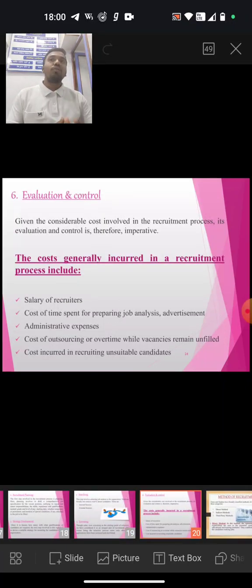Evaluation and control. Given the considerable cost involved in the recruitment process, its evaluation and control is therefore important. The costs generally incurred in the recruitment process include salary of recruiters, cost of time spent for pre-planning, job analysis, advertisement, administrative expense, cost of outsourcing or overtime while vacancies remain unfulfilled, and cost incurred in recruiting unsuitable candidates.